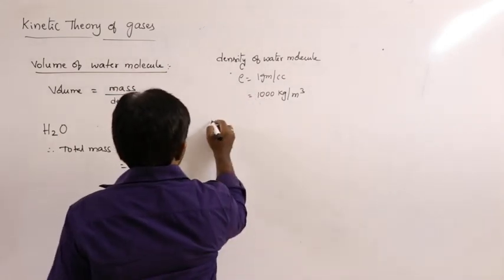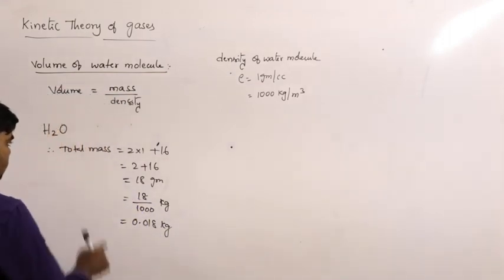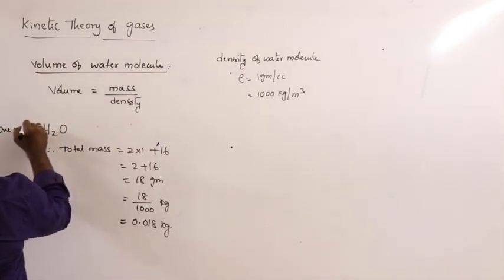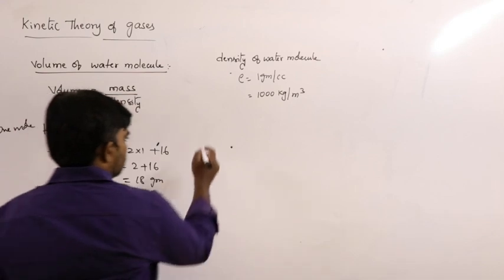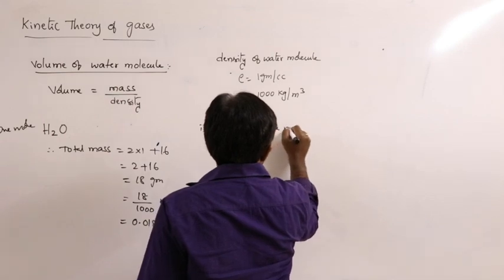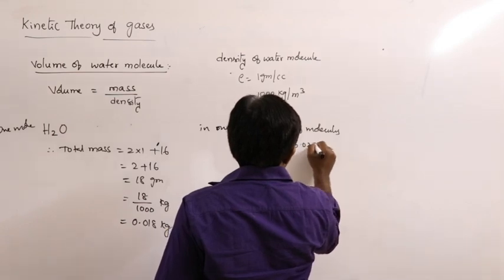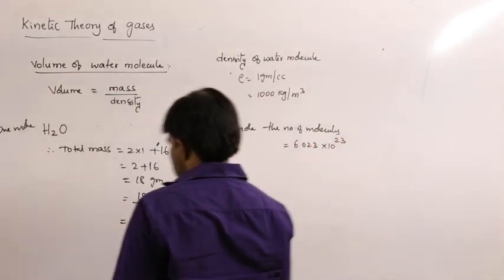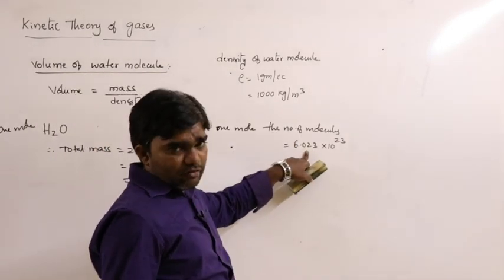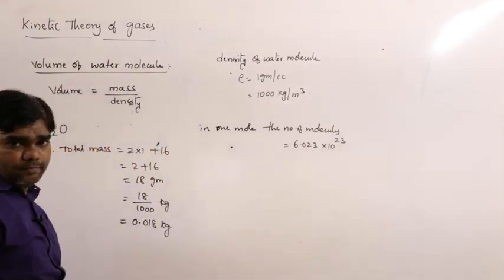So now volume can be written as, but here one more thing is, this is the total mole. This is 1 mole of H2O. So in 1 mole, the number of molecules is equals to 6.023 into 10 to the power of 23. So in 1 mole of the mixture, what are the total number of molecules? Avogadro number. So the total mass of all the molecules is equals to 0.018.